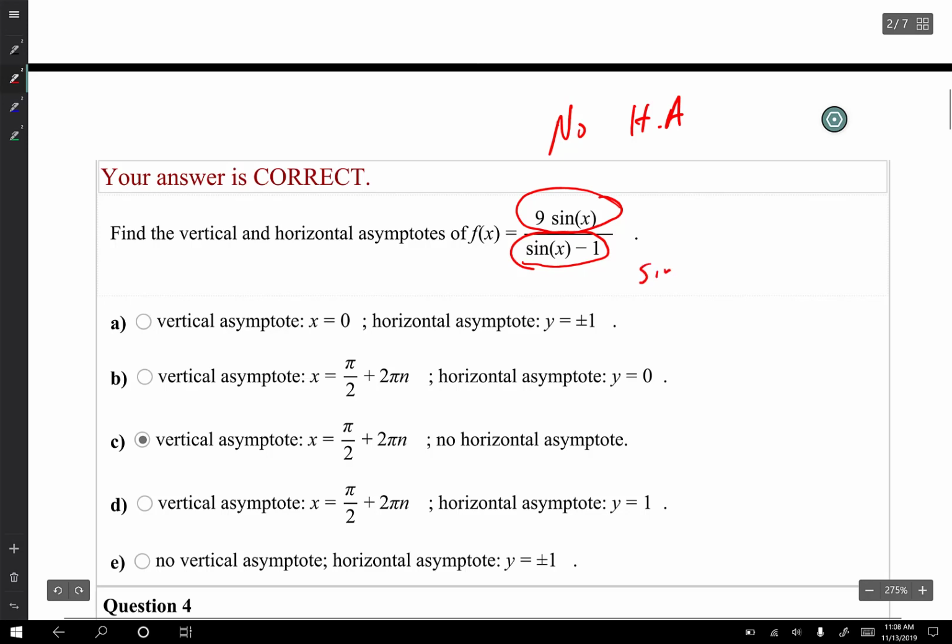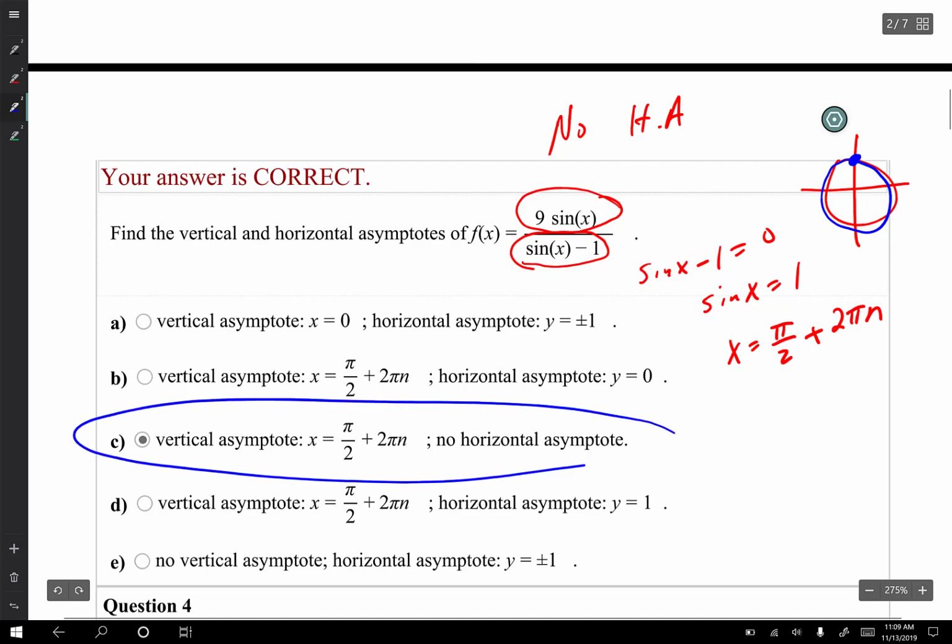So sine x minus 1 equals 0, move the 1. Where does sine x equal 1? Well, it equals 1 at pi over 2. And if I do a revolution, I'm still back at that same location, so plus 2 pi n. In case you're wondering what I'm talking about, I'm talking about the unit circle. Here's where sine x is 1, and if I do a complete revolution, I'm back at the same location. So pi over 2 plus 2 pi n is my vertical asymptote. It has an infinite amount of vertical asymptotes, guys.